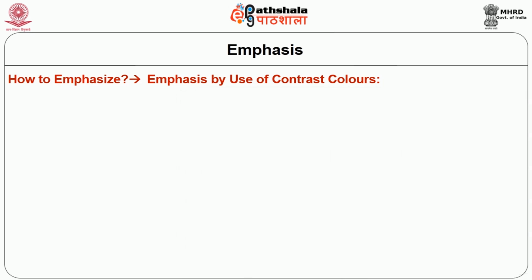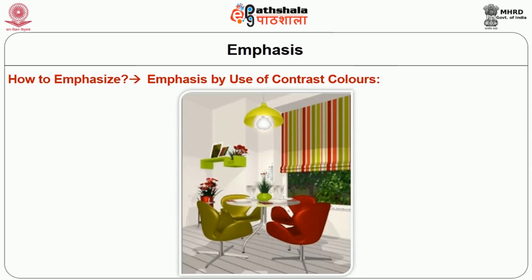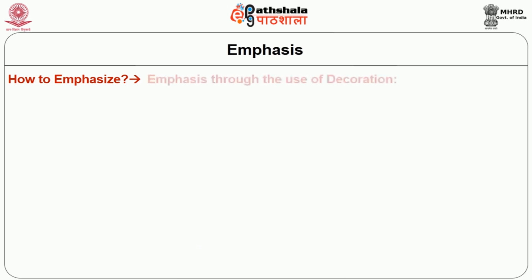Emphasis by use of contrast colors. Since the eye is quickly attracted by strong contrast of light and dark colors or bright and dull colors, by placing an object against a background which contrasts, one can emphasize an object. In order to make a room unified, intermediate hues or values of the striking contrast of color can be used.